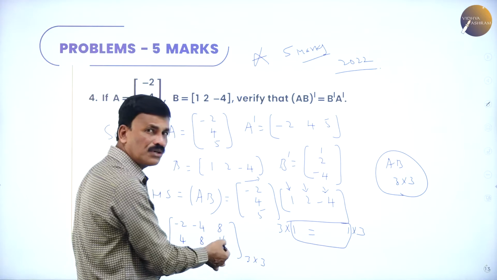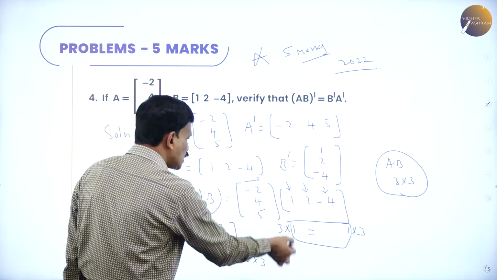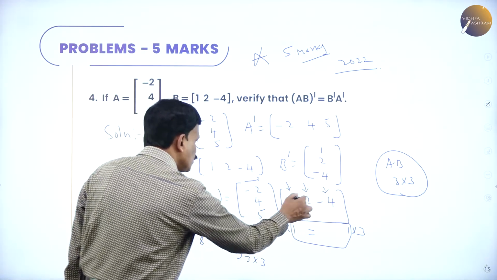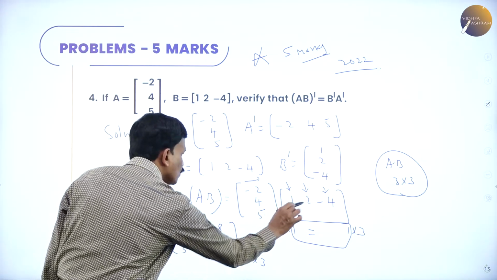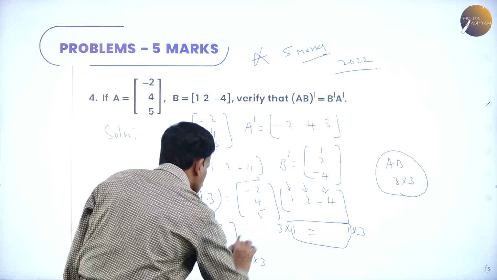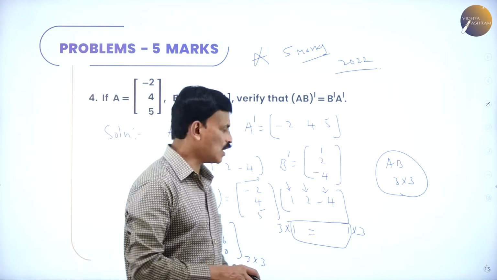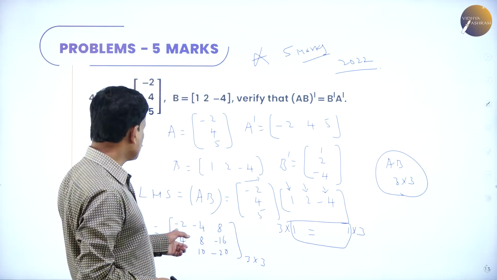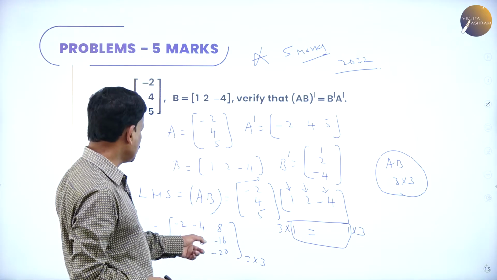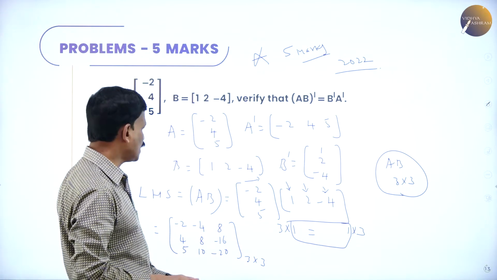Third row. The third row contains only one element, 5. Multiply with 1, 2 and minus 4. 5 1s are 5. Then 5 2s are 10. Minus 5 4s are minus 20. So see, the order is 3 cross 3. Now, therefore, AB is equal to minus 2, 4, 8. 4, 8, minus 16. 5, 10 and minus 20.